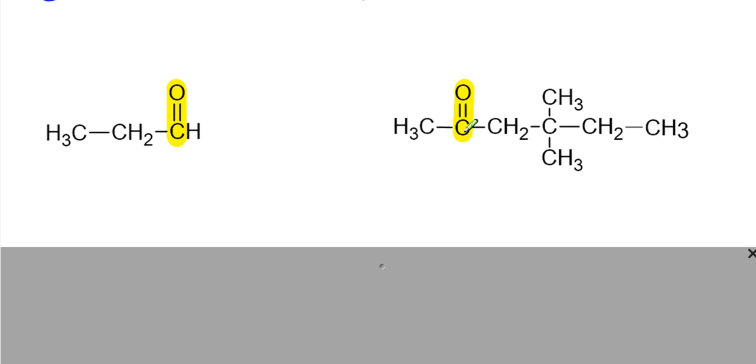Positioning is different. So, how do I know which one is which? Look where the functional group is and what's attached. This carbon here has a hydrogen attached to it, and then there's more carbons over here. Whereas this carbon has a carbon-carbon bond here and a carbon-carbon bond here. This group is on the end. This group is somewhere in the middle of a chain. So just by looking at the position of the functional group, you can tell which one's an aldehyde or ketone.